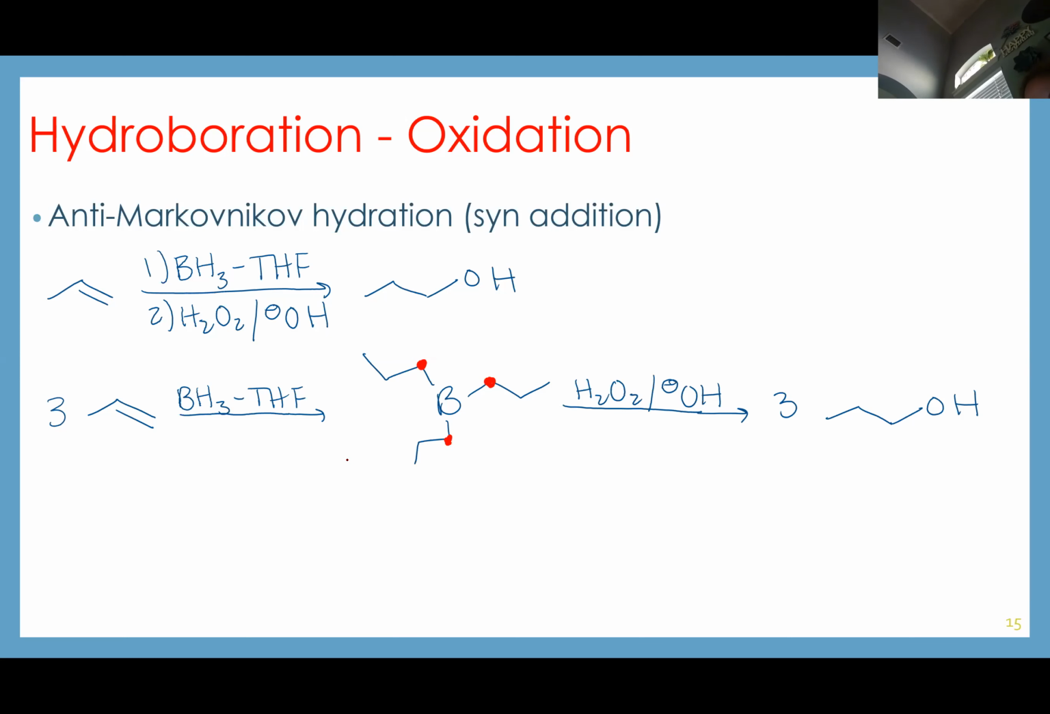And then you add in an excess of hydrogen peroxide and sodium hydroxide, and it essentially ends up displacing the boron. That's not exactly what happens, but that's the essence of the thing. And that's how you end up with the anti-Markovnikov product.